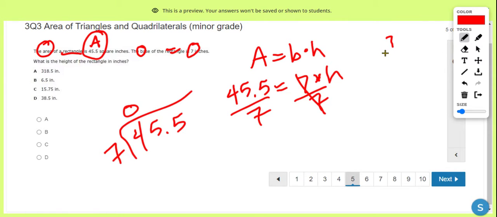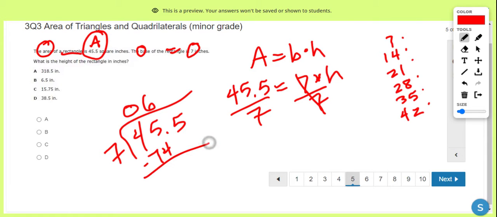So 7, 14, 21, 28, 35, 42. 1, 2, 3, 4, 5, 6. 6 times 7 is 42. 42. So you subtract. So that's actually going to be in there right here. So we use 6 and then that's 5.